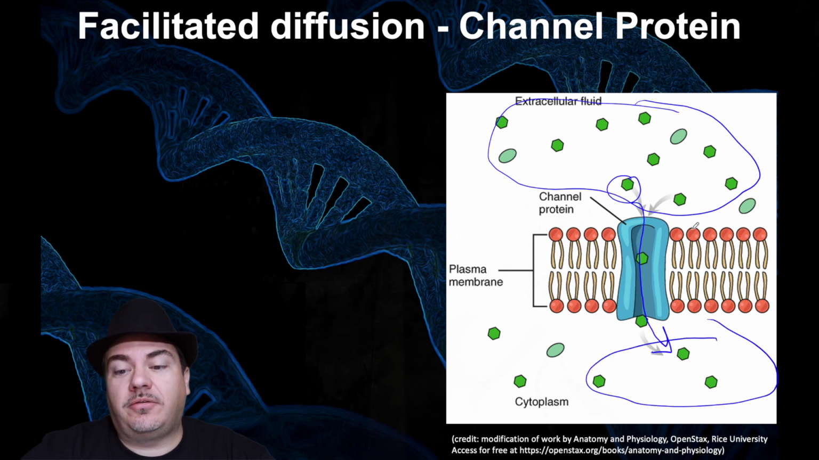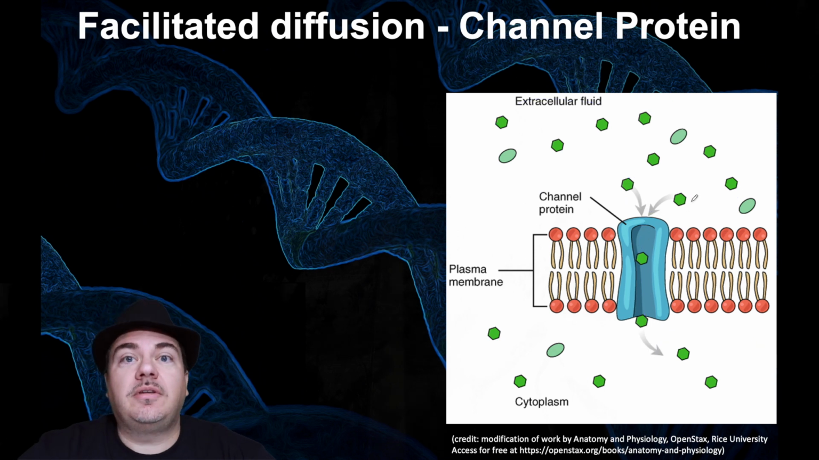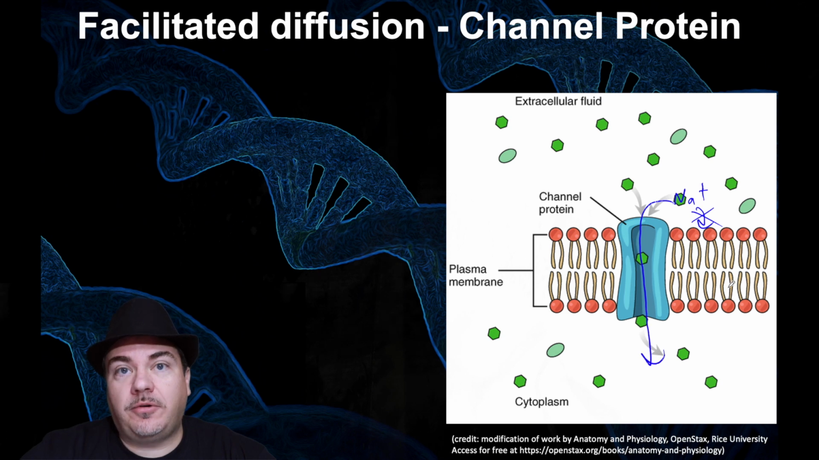That's the direction the molecules are going to go. Now, channel proteins, one of the things most commonly used for is ions. So let's say these are sodium ions. Well, that ion has an electrical charge, so it can't pass through the phospholipids, but it can pass through this ion channel protein, which will let it pass from one side through to the other side.